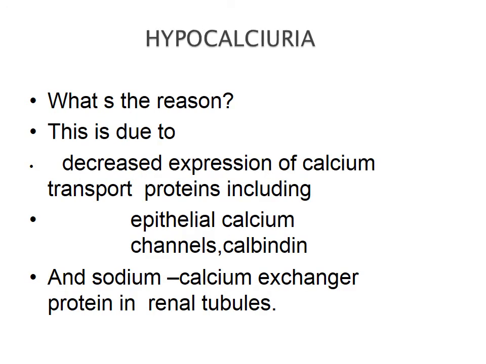Now, what is hypocalciuria? This is the reason: it is due to the decreased expression of calcium transport proteins, including epithelial calcium channels, that is calbindin. So basically, this is the protein which is involved in the reabsorption of calcium. These are basically involved in calcium exchange. So basically, they decrease the expression of this calcium protein, so that less calcium is exchanged with the sodium in the renal tubules.